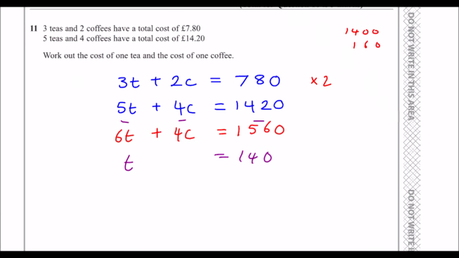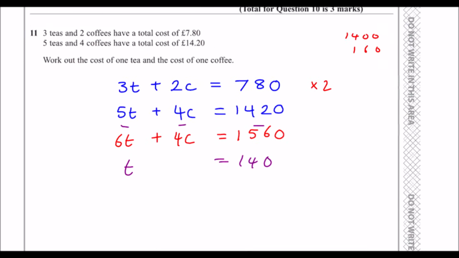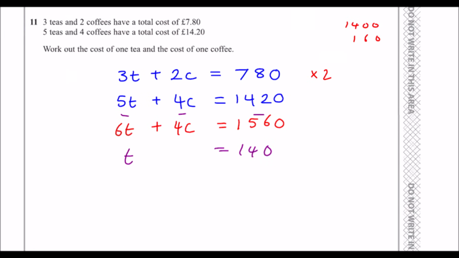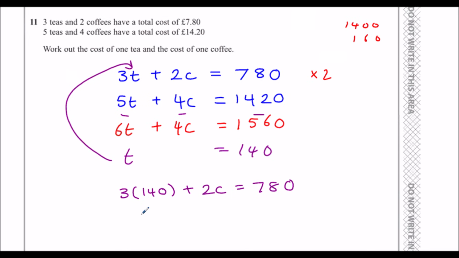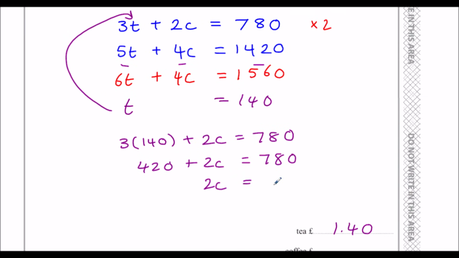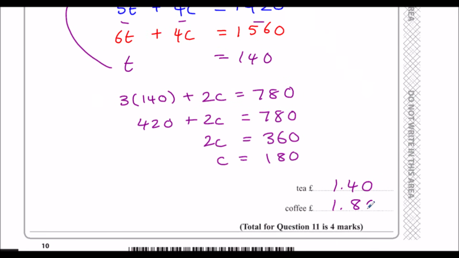And I'm going to substitute that back in to find out a coffee. If I substitute it back into the top line, I'll have 3 140s plus 2 C's equals 780. 3 140s will be 420, plus 2 C's equals 780. Take away 420 from both sides will leave us with 360, and halve both sides will leave C as 180. So that means a coffee is £1.80.